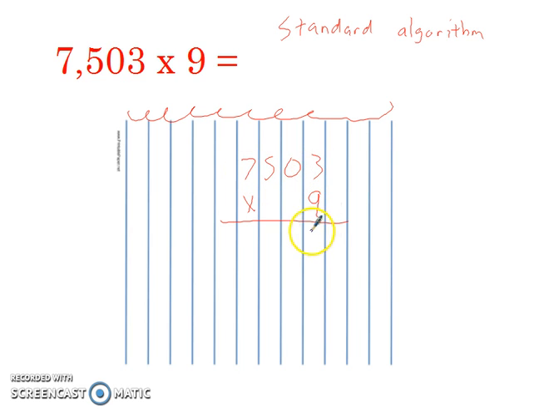So 9 times 3 is 27. Put down my 7 ones, carry my 2 tens over. 9 times 0 is 0, plus 2 is 2, nothing to carry. 9 times 5 is 45, put down my 5, carry my 4 tens. 9 times 7, 63, plus 4 is 67. Put down my 7. Sometimes I go ahead and write my plus 6 up there, but there's not a column there, which means this is really nothing. So 9 times nothing is 0, plus 6. That's how the 6 gets there. 1, 2, 3 to my comma, 67,527, standard algorithm.